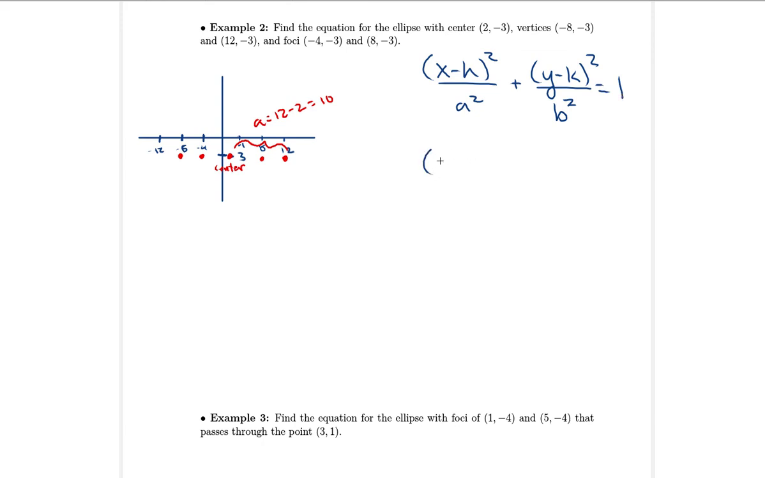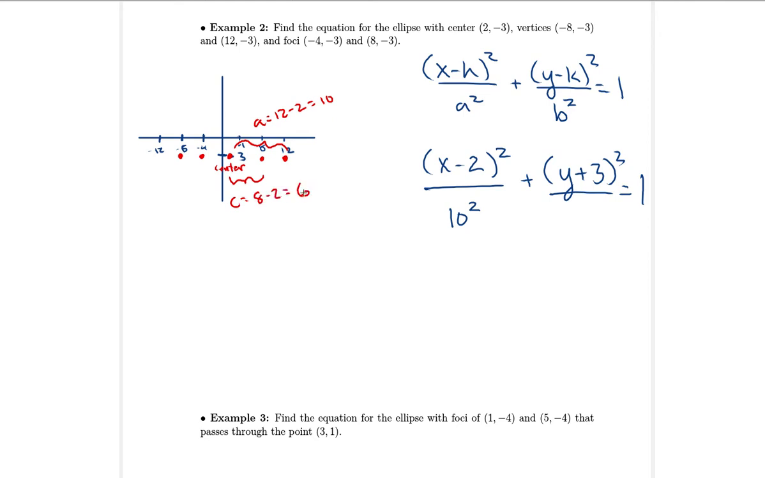All right, we definitely know our center. Our center is (2, -3). Okay, and we've just identified our A, so this will be 10 squared right here. Now, we don't know our B yet. Our B is how far we go up the minor axis. However, we do know what C is. C is this distance. So 8 minus 2 is 6.